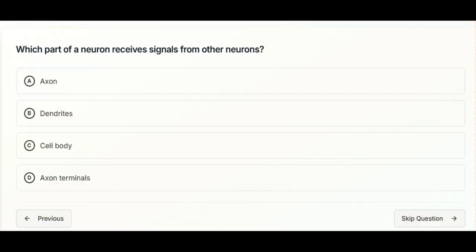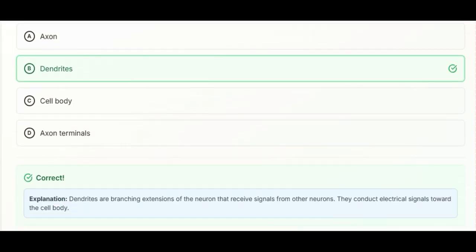Which part of a neuron receives signals from other neurons? Axon, dendrites, cell body, axon terminals. Dendrites. Dendrites are branching extensions of the neuron that receive signals from other neurons. They conduct electrical signals toward the cell body.